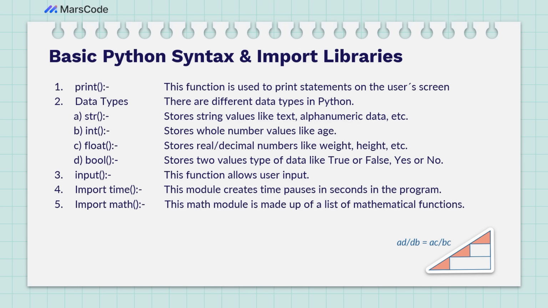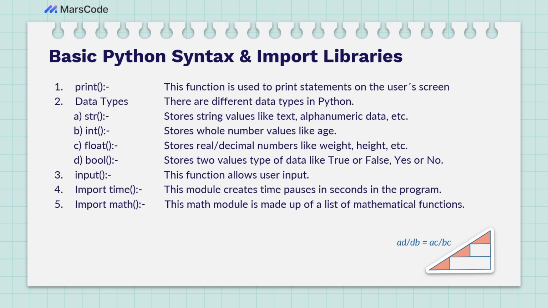The first one we're going to be looking at is the print function or print method, and this is basically used to print statements on the user screen. We're also going to be looking at the 3 or 4 different types of data types. The first one is str, which is string. It's basically used to store text-like data or alphanumeric data like a password.